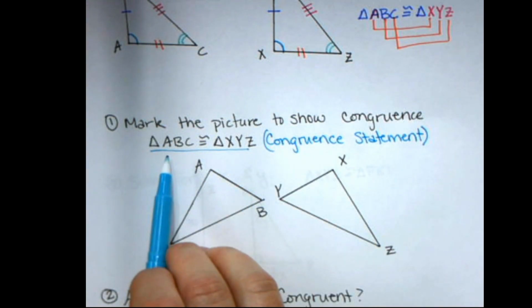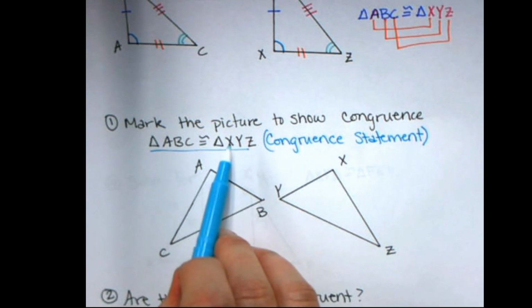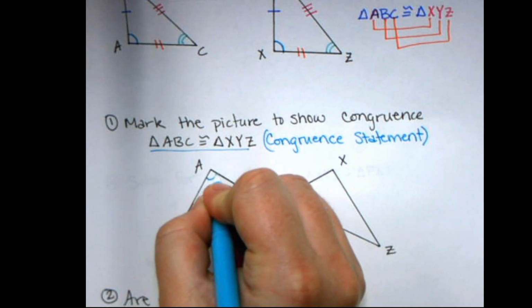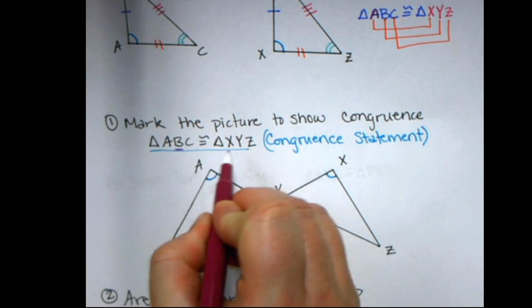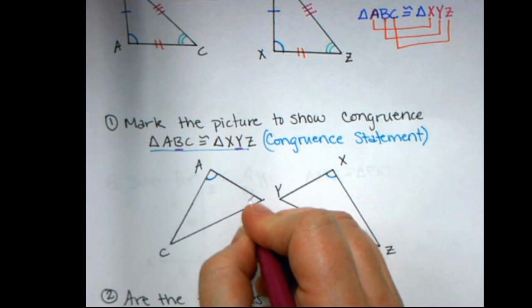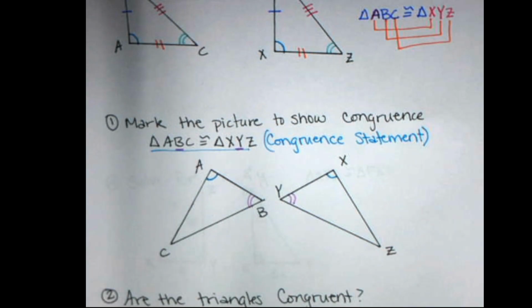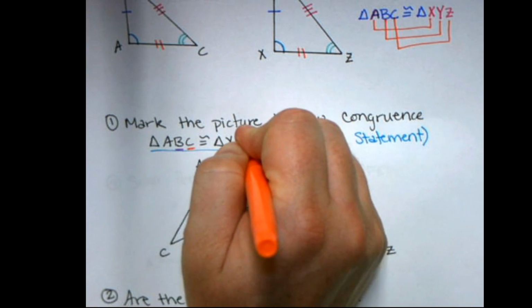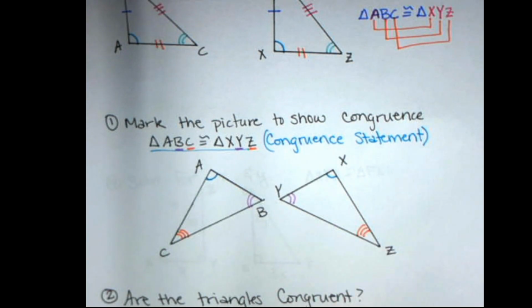So when we read this statement, I'm going to match up letters. So A goes with X. So on A, I make 1 mark. On X, I make 1 mark. B matches with Y. So B, I'm going to do 2 marks. Y, I'm going to do 2 marks. And then let's see, we have C matches with Z. So 1, 2, 3. 1, 2, 3. So there's our angles. So now we have to do our sides.